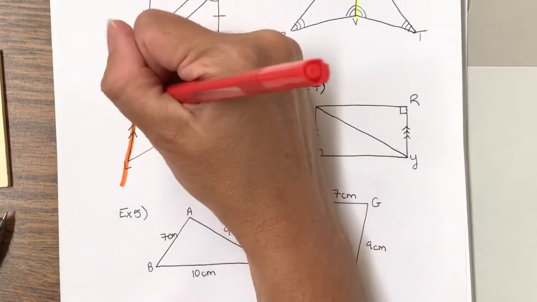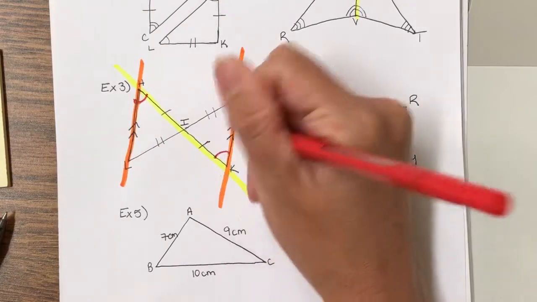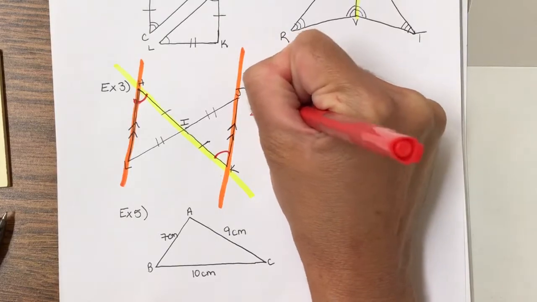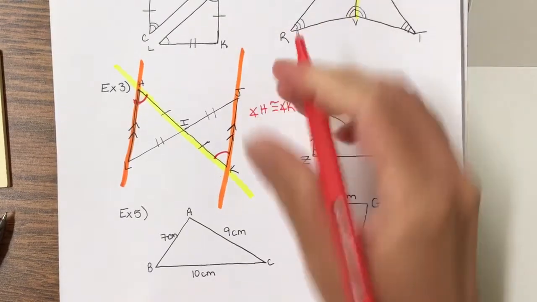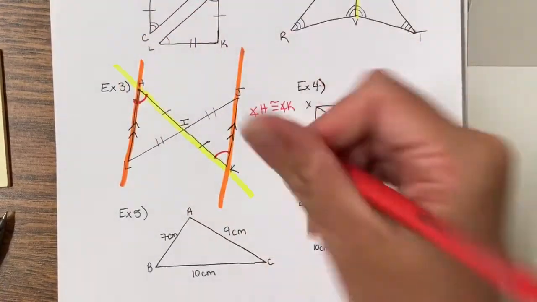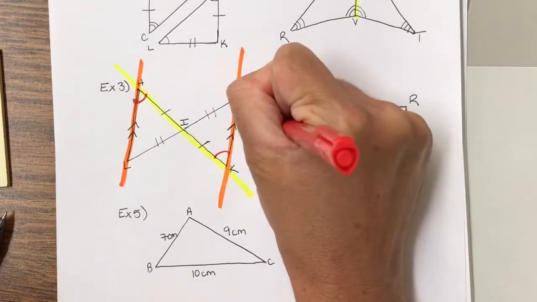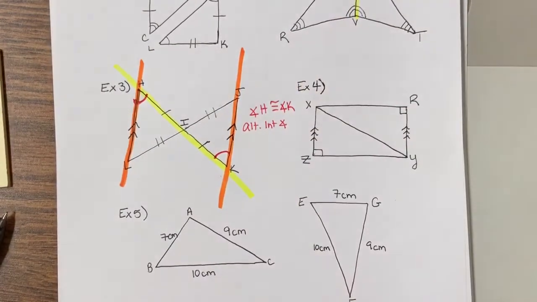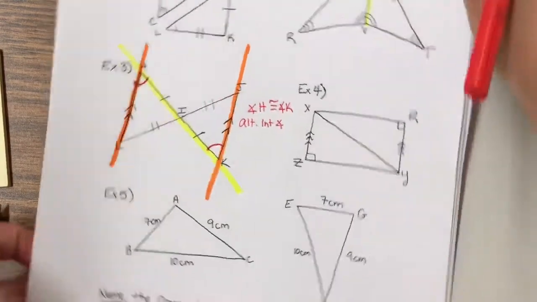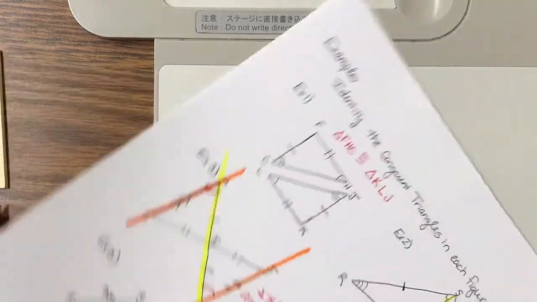So since I've done that, notice how this angle right here is going to be congruent to this angle right here. Angle H is congruent to angle K because we have alternate interior angles. I actually had to reorient my head so that I could see that. So if you have to, turn your paper around. And do you see the alternate interior angles there?